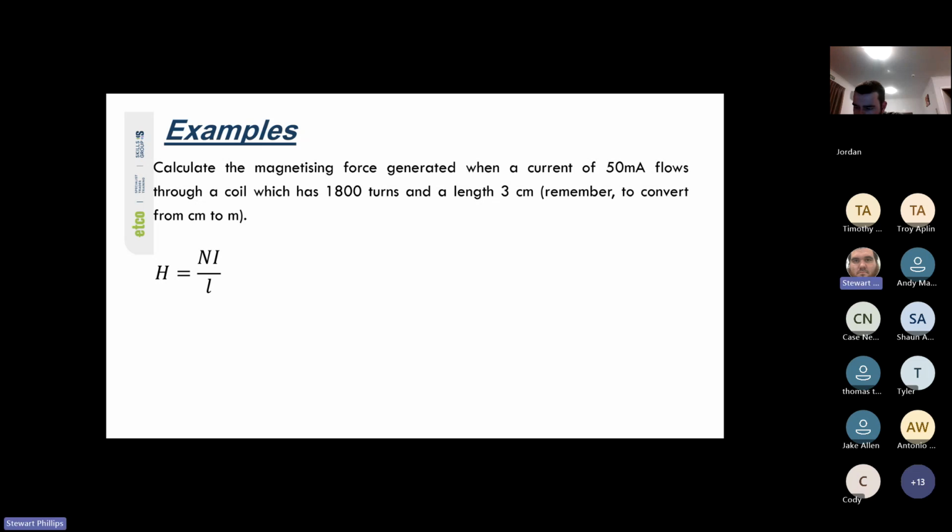So when we write out the equation, it becomes H equals 1800 times 50 times 10 to the minus 3, because it's 50 milliamps. So we need to convert the milliamps into amps, so we need to times it by 10 to the minus 3 to move the decimal point 3 places. And times 10 to the minus 2 because there are 100 centimeters in a meter, so we need to move the decimal place twice.